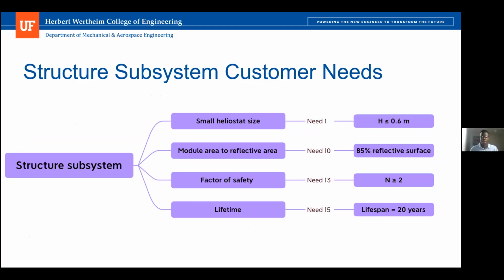I'm Cameron Mahorn, and I'll be going over the customer needs map for the structure subsystem. As you can see in the map, those are the needs that need to be satisfied by the structure subsystem. And we'll go over that in more depth later.